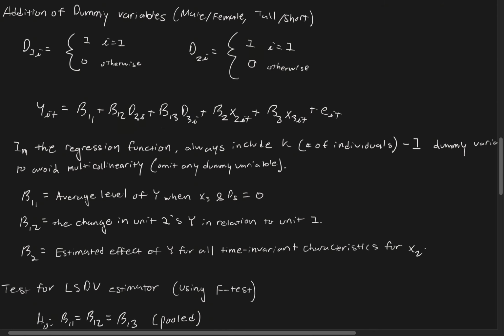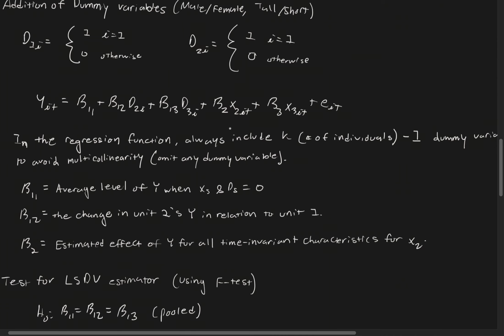When we're regressing this function, we always have to make sure that we exclude one dummy variable, because we do that to avoid multicollinearity. Now the proof of this isn't necessarily clear, nor do I have it, but it's kind of similar to how we subtract a couple numbers from the sample size to obtain the degrees of freedom.